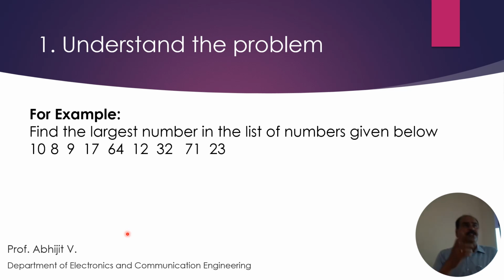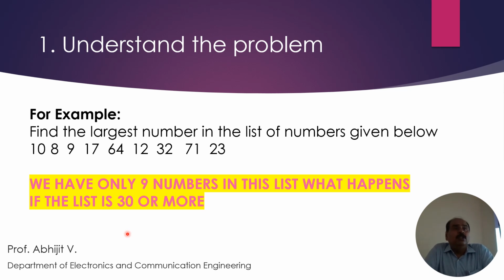Let me ask you another question. 1, 2, 3, 4, 5, 6, 7, 8, and 9. There are only 9 values given to you and you are asked to find the highest number. What if 30 numbers are given to you and you are asked to find the highest number? How long will it take? What if 300 values are given to you and you are asked to find the highest numbers, highest scorer?